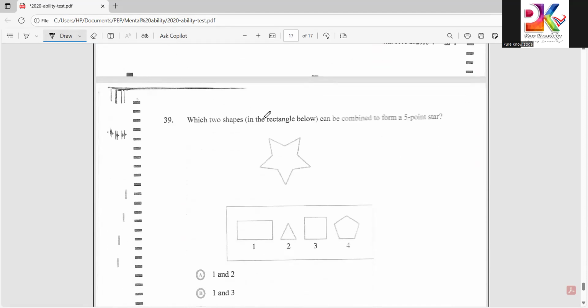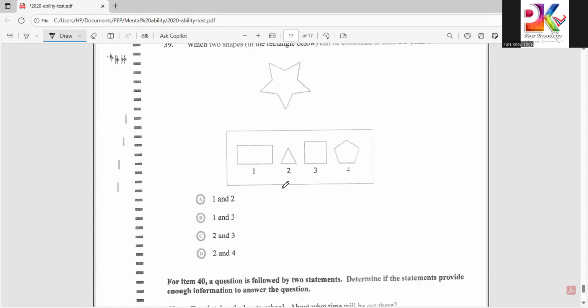Then it says which two shapes in the rectangle below can be combined to form a 5-point star. The best two shapes here would be, of course, shape two will have to be in it. The best one can be 2 and 1. If it doesn't have two, it's automatically out of it. 2 and 3 just wouldn't fit to make a star. It would be the pentagon and the triangle that works. So it would be D. D would be the answer there.